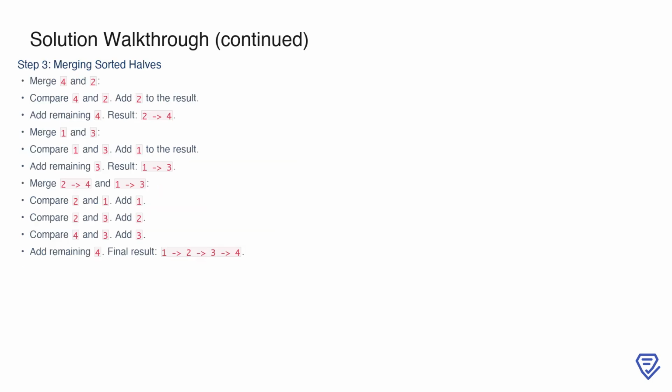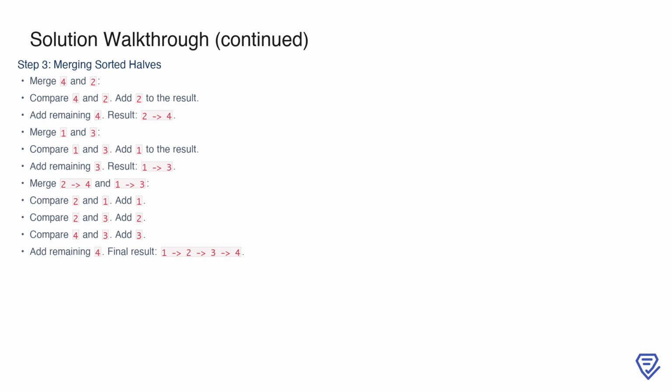Now that we have sorted halves, we move on to merging them. Starting with the left half, we merge 4 and 2. Comparing the two, 2 is smaller, so it is added to the result first, followed by the remaining 4. This gives us the sorted left half, 2-4. Similarly, for the right half, we merge 1 and 3. Comparing these, 1 is smaller and added first, followed by the remaining 3, resulting in 1-3.